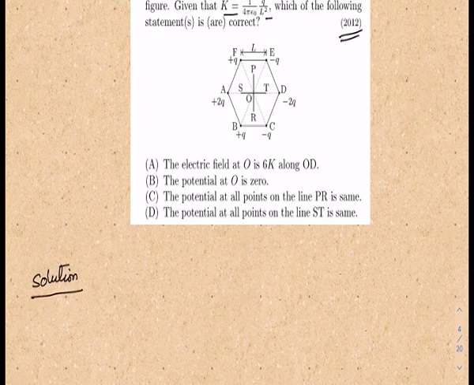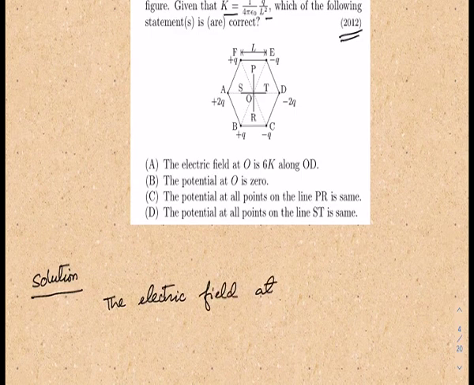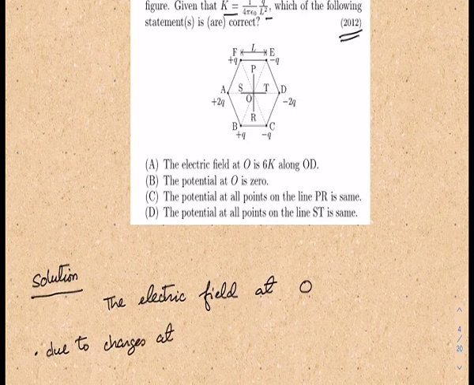So first of all, the electric field at O. So the electric field at the point O, you have to calculate it due to all these pairs of charges. So if I write the electric field at O, first of all let me say due to charges at say A and D. Okay, what about the force due to A and D?